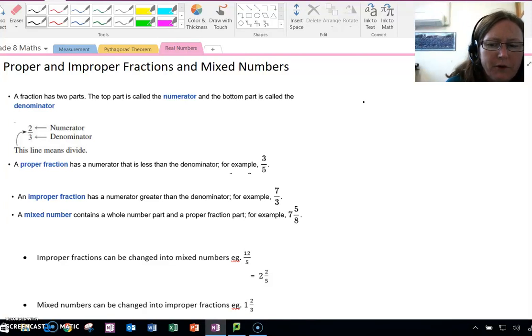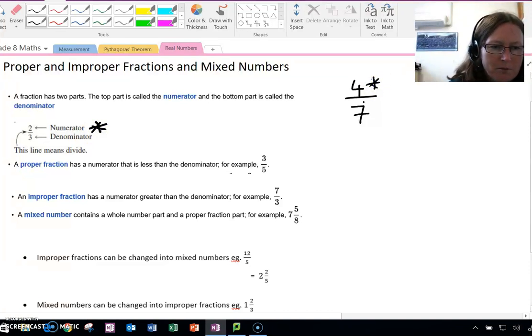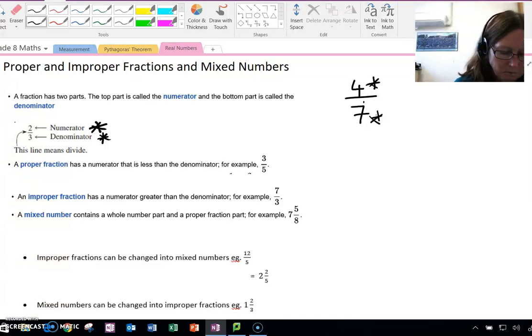Okay, we're going to be looking at fractions and just going over the basics of fractions for this first recording. A fraction has two parts. So for example, a fraction that is 4/7. The top part of the fraction is called the numerator. So the 4 is our numerator. The bottom part of the fraction is called the denominator. So in this case, the 7 is the denominator. So just remembering with fractions, top part is numerator, bottom part is denominator.